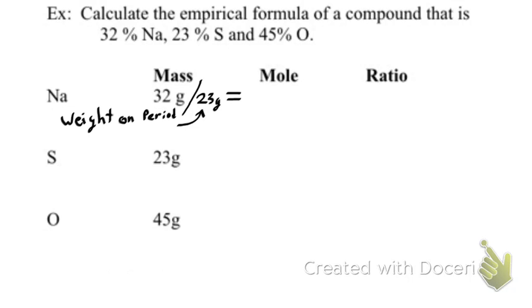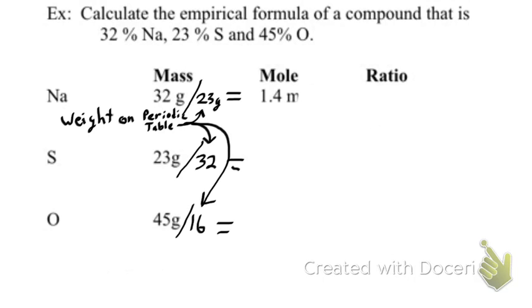Again, that's the weight on the periodic table. Sulfur weighs 32.0 grams per mole, so we're going to leave that 32. And oxygen weighs 15.999, so we're just going to call that 16. Those weights came from the periodic table. Then we're going to calculate the mole values. 32 divided by 23 is 1.4. 23 divided by 32 is 0.7. And 45 divided by 16 is 2.8.